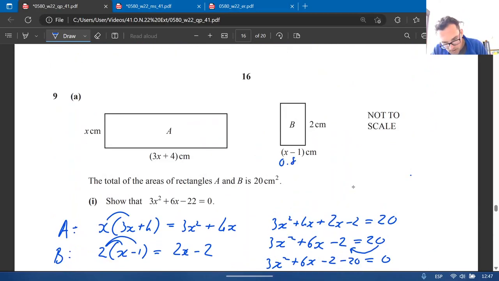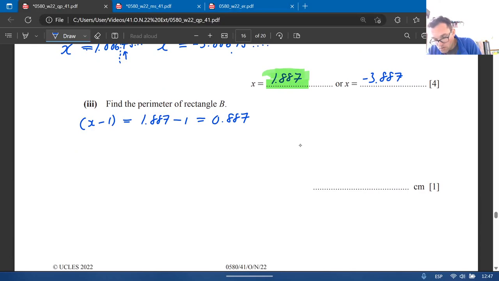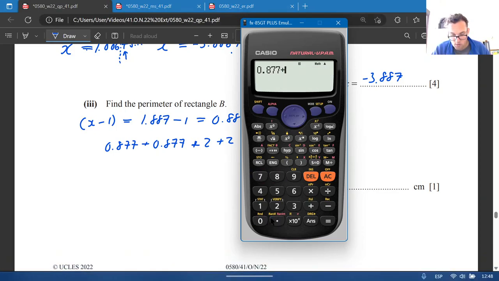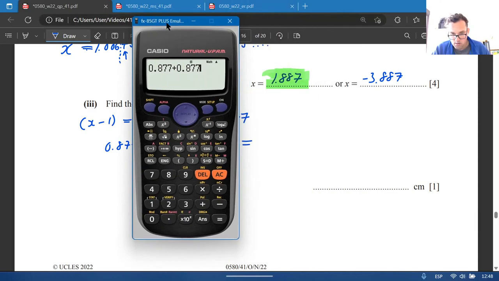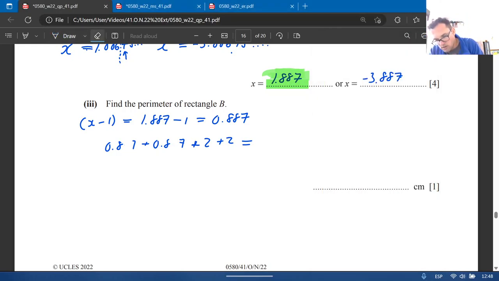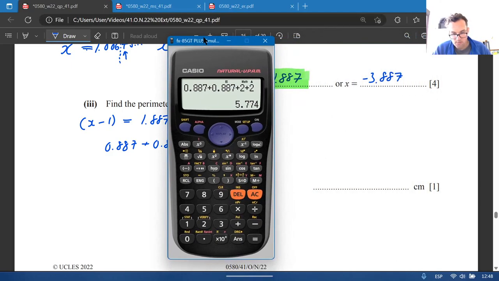Okay, so that means the width here is 0.887, and the length is 2. So the perimeter is twice 0.887 for the two opposite sides. Well, we just do 0.887 plus 0.887 plus the two lengths, which is 2 and 2. Because remember, perimeter goes around the outside. Oh man, see what I've done? That's why you need to get enough sleep the night before. You change an 8 to a 7, everything goes wrong, you lose silly marks. Plus 2, plus 2, whichever way you want to type it in. And there we go, 5.744.